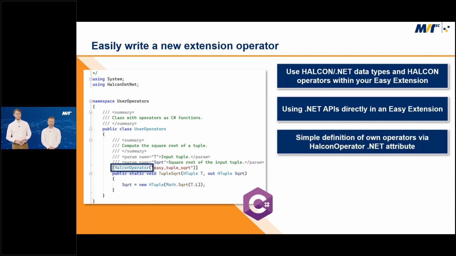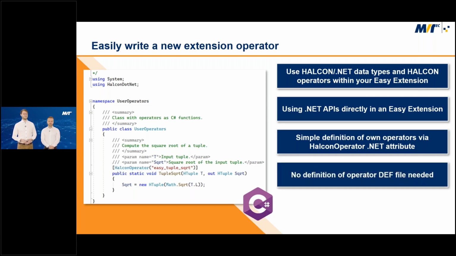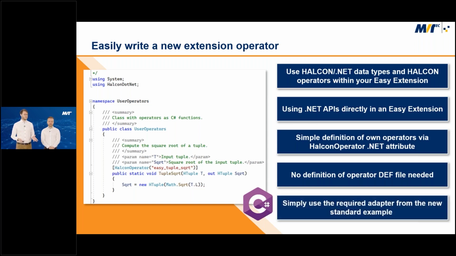You can simply define your own operators with this .NET attribute HALCON operator. So this is essential that you need to use. And most importantly, no definition of an operator def file is needed at all. And you simply use the required adapter that is implemented in our standard example and start your easy extension now. So this should make the process of writing an extension package much easier.